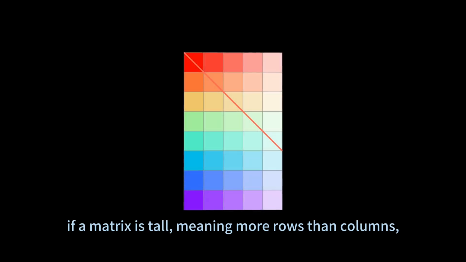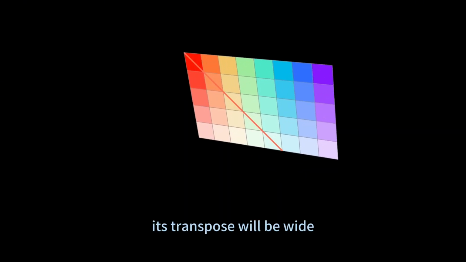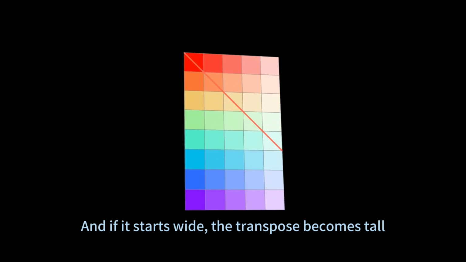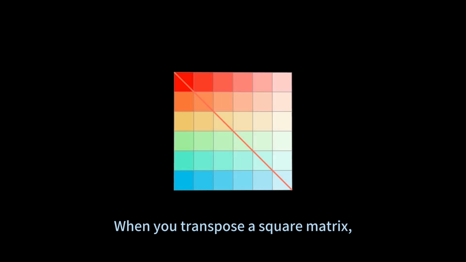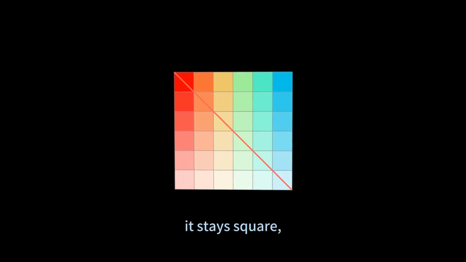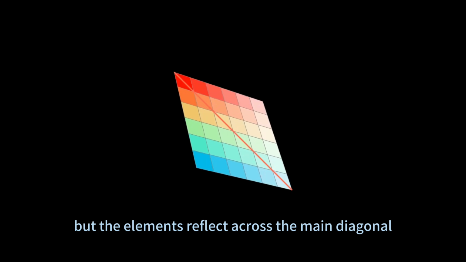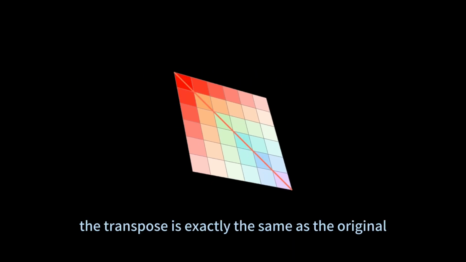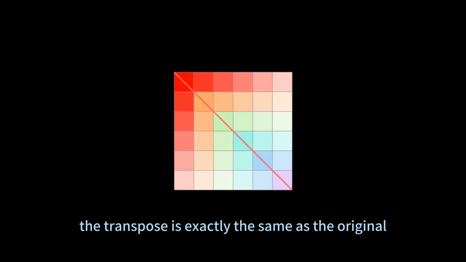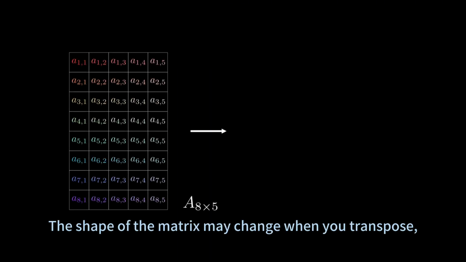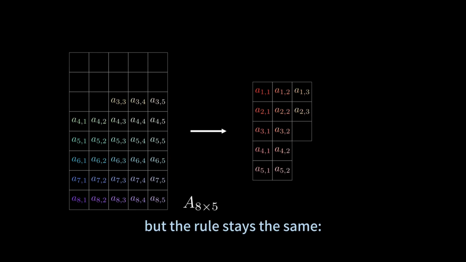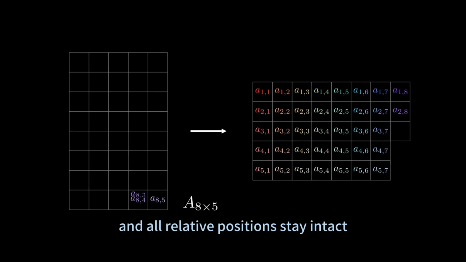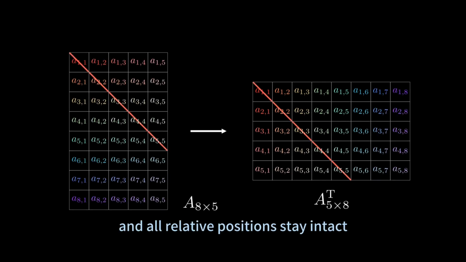If a matrix is tall, meaning more rows than columns, its transpose will be wide, and if it starts wide, the transpose becomes tall. When you transpose a square matrix, it stays square, but the elements reflect across the main diagonal. And for symmetric matrices, the transpose is exactly the same as the original. The shape of the matrix might change when you transpose, but the rule stays the same. Rows become columns, columns become rows, and all relative positions stay intact.